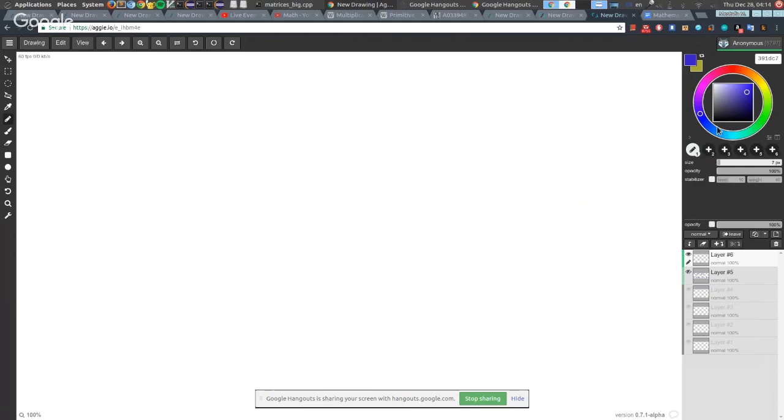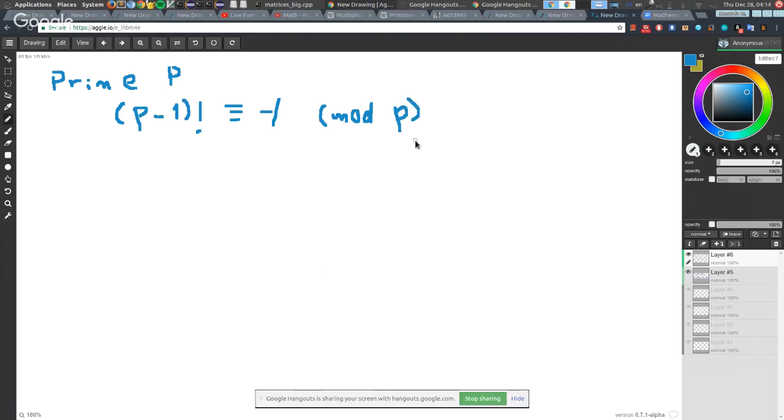This theorem basically states the following: we have some p that is a prime, then we have (p minus 1) factorial is congruent to -1 mod p. So basically this is the theorem.